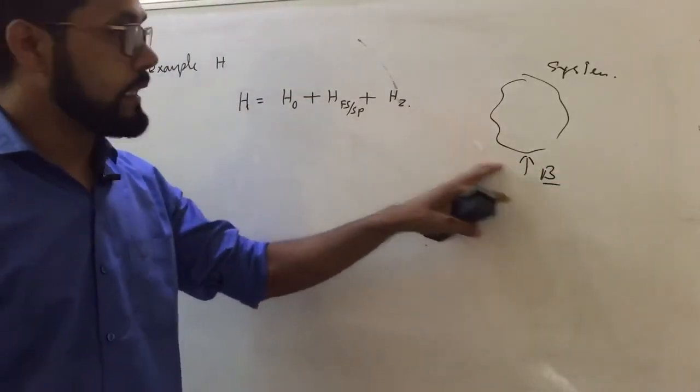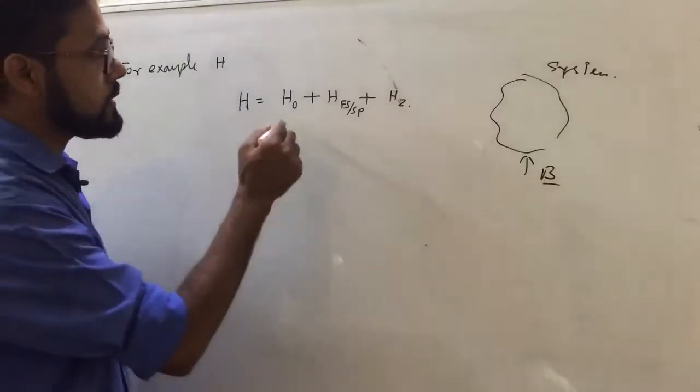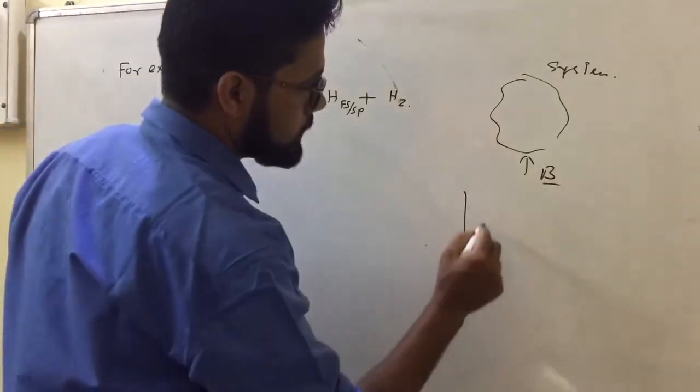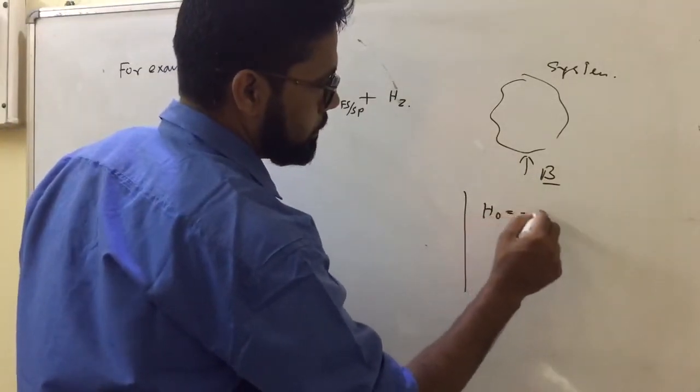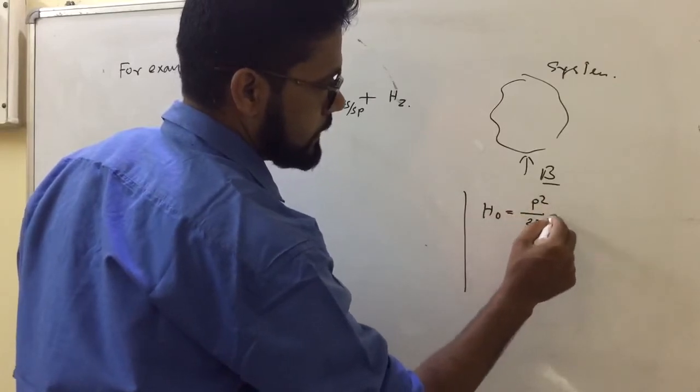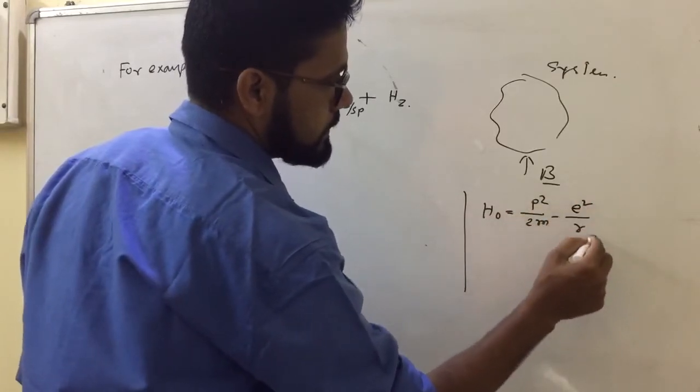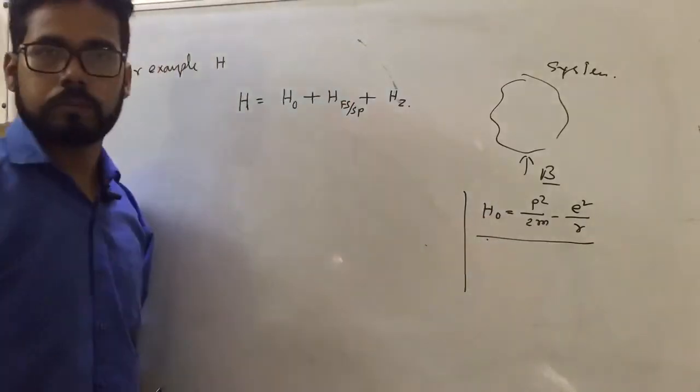Then what happens? The original Hamiltonian of the hydrogen atom is P squared by 2m, which is the kinetic energy, minus e squared by r. This is the original Hamiltonian of the system.